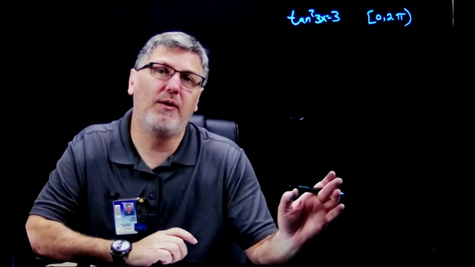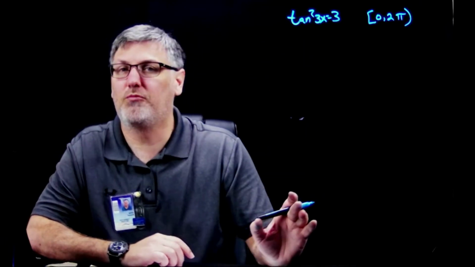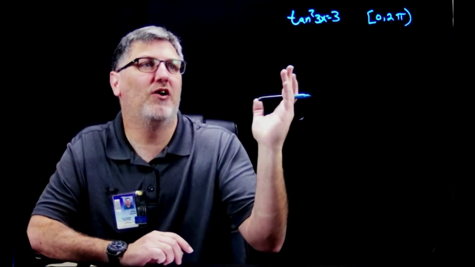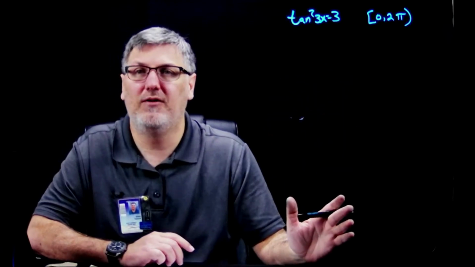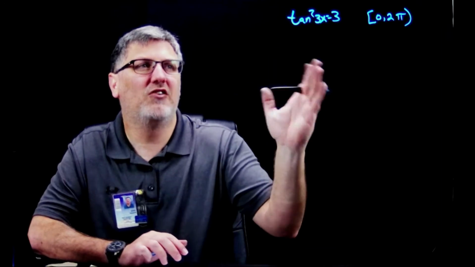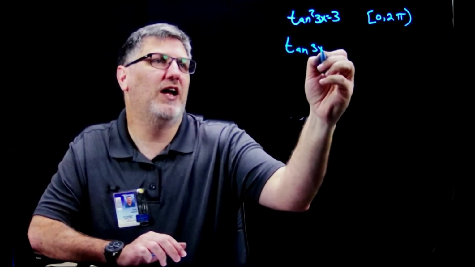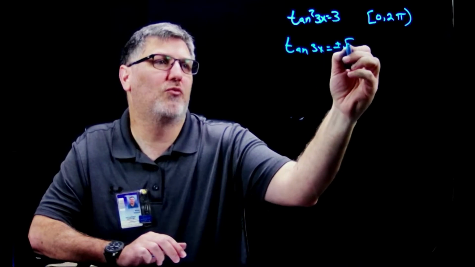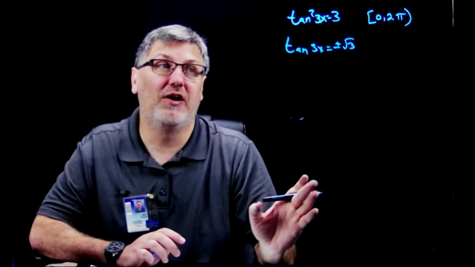So let's look at a problem that's a little bit more complicated than what it actually looks. On the surface, this thing's pretty harmless. Tangent squared of 3x equals 3 from 0 to 2 pi. It seems fairly straightforward. I can just take the square root of this, and I can get tangent of 3x equals plus or minus the square root of 3. All right, well, that seems simple enough, right?